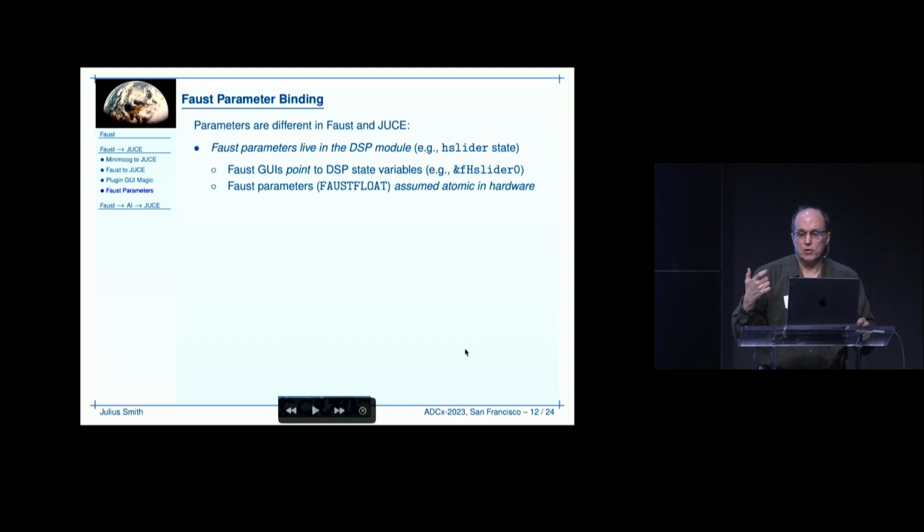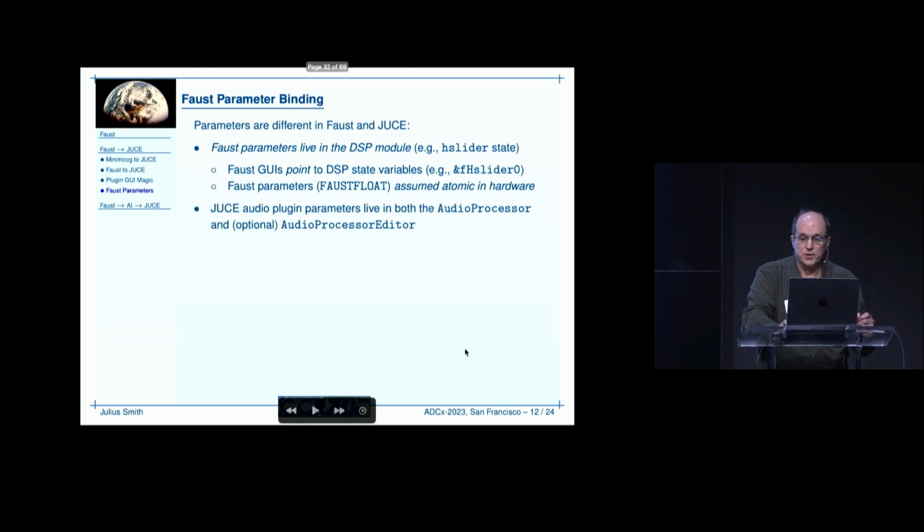And so another interesting difference is that the parameters are all Faust float, and those are usually just float, and they're assumed atomic in hardware. So in JUCE, you'll see standard atomic pointers to the parameters, but in Faust, it just uses atomic hardware primitives. So on a 32-bit machine, you expect a 32-bit float to be atomic and so on. And I'm told that ARM and Intel have this worked out and we're okay. And I've never run into an issue, but it's something to know.